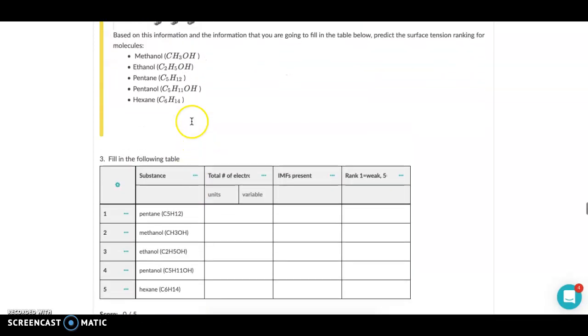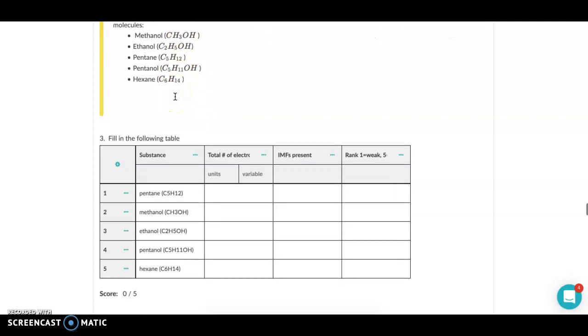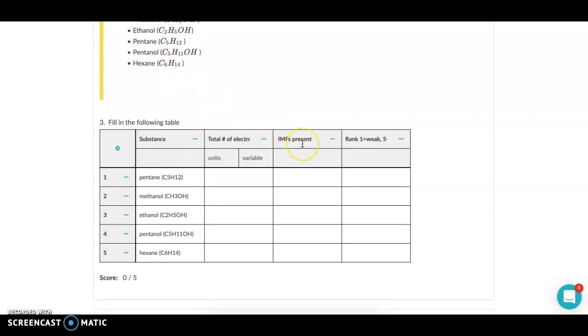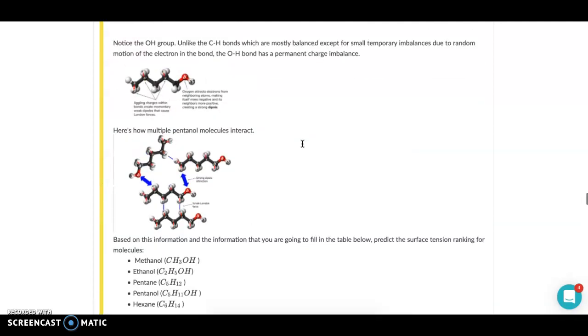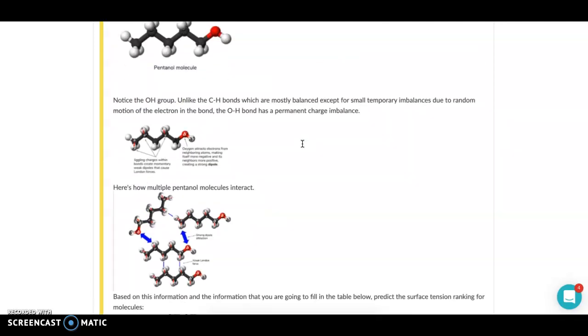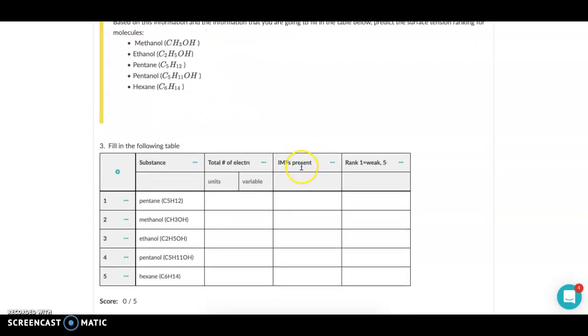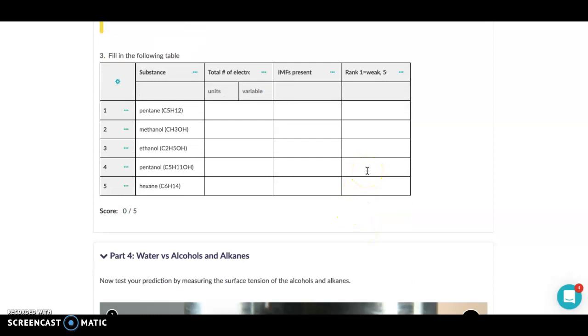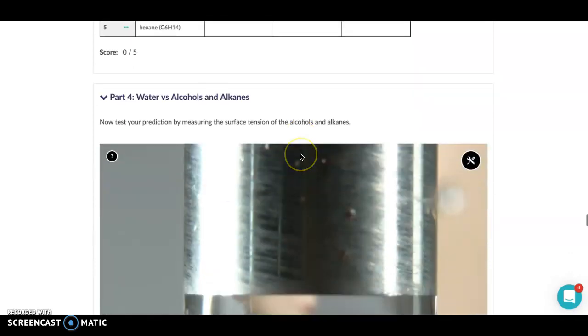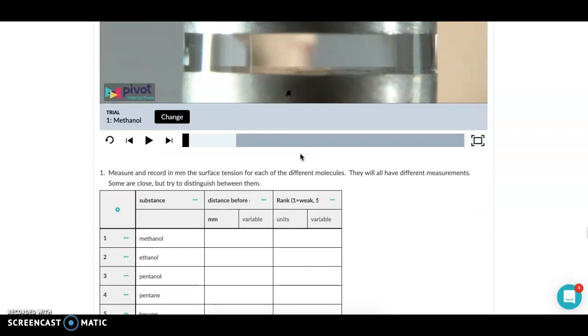So now in this table, you are comparing these new molecules, and you need to identify what intermolecular forces are present. Are they London dispersion forces, or are they dipole-dipole interactions? So IMFs present, London dispersion forces, or dipole-dipole interactions, and rank them in order of weakest as 1, strongest as 5. We will then compare.